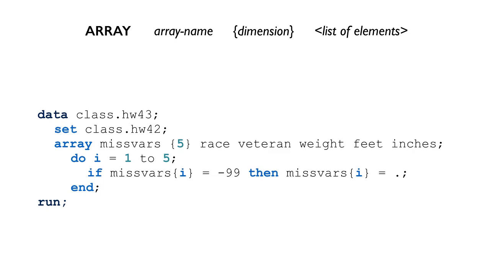Let's start by walking through the general form of an array. So you start with the keyword array. Then you give the array a name. In our applied example, the name we chose was misvars. Dimension describes the number of array elements. In our applied example, we had 5 elements. Then you have your list of elements. In our applied example, this was a list of 5 variables called race, veteran, weight, feet, and inches.